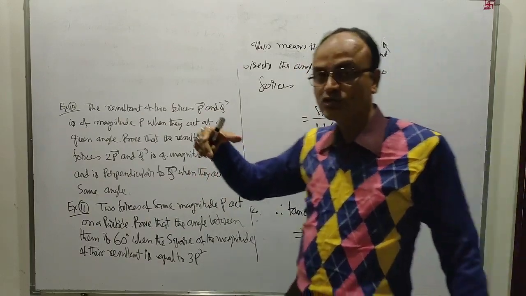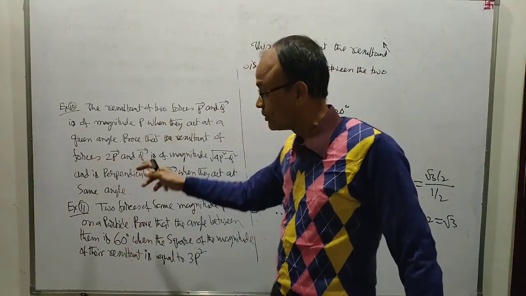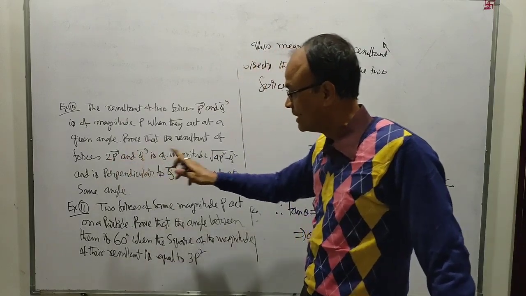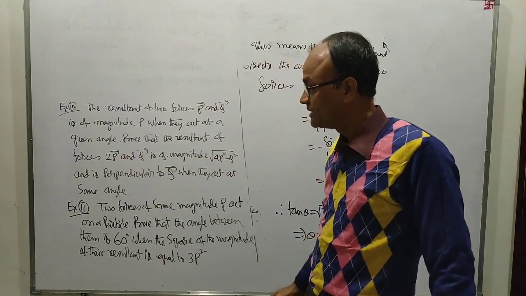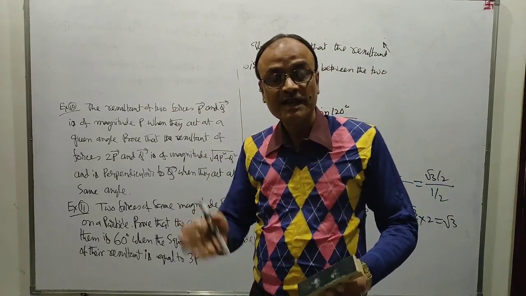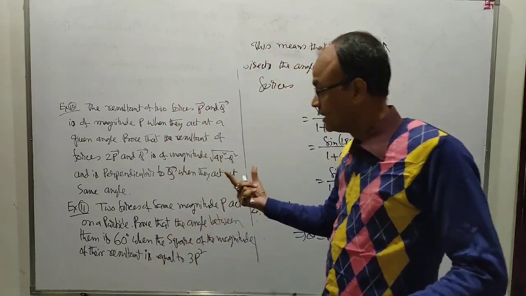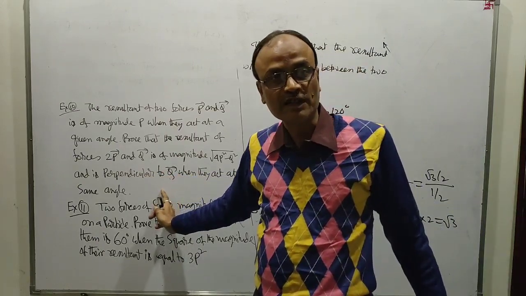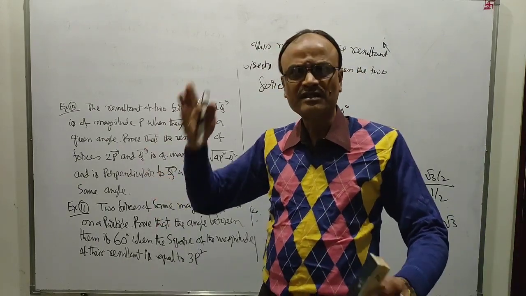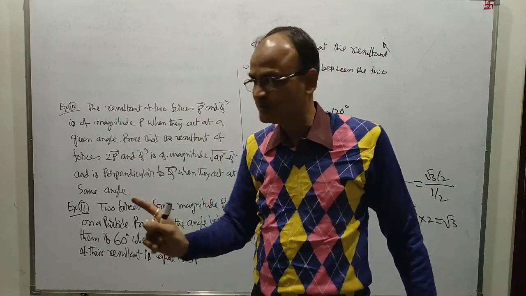This question also has two parts. First, we have to show the magnitude of the resultant of the two forces twice P and Q is root over 4P square minus Q square. And we have to show that the resultant makes an angle 90 degree with the direction of the force Q, meaning the resultant is perpendicular to Q.